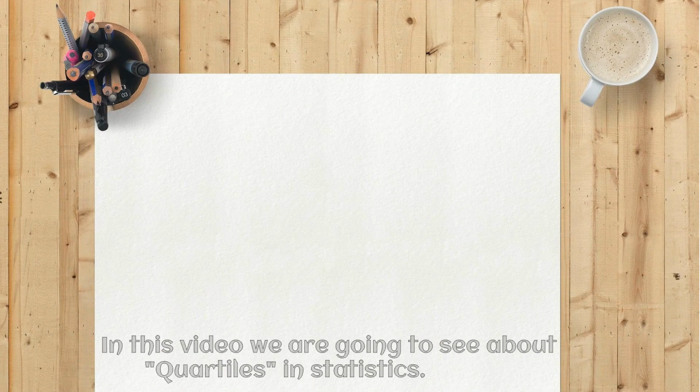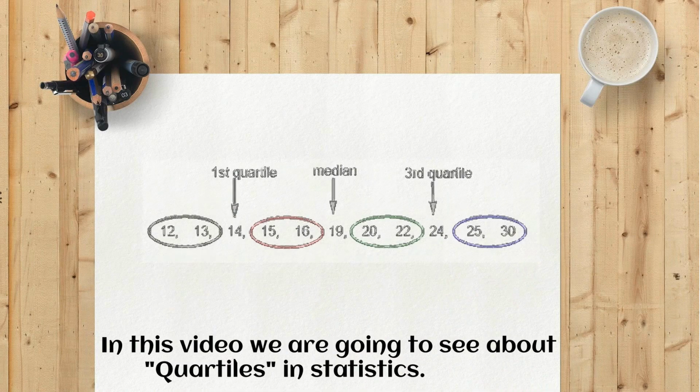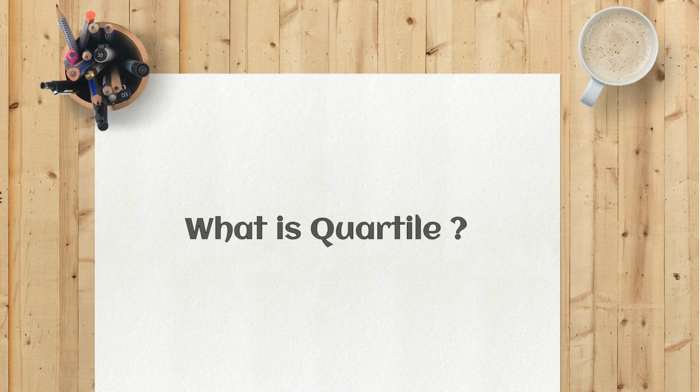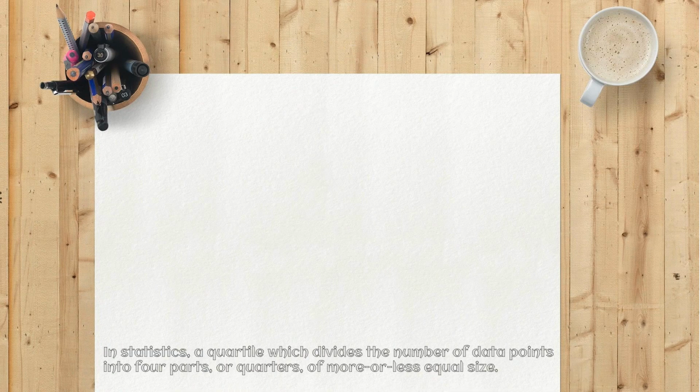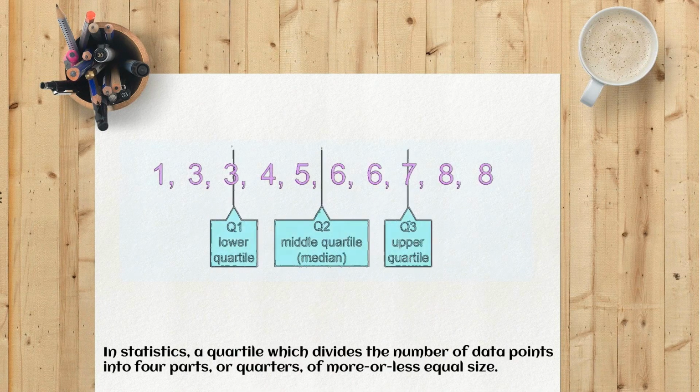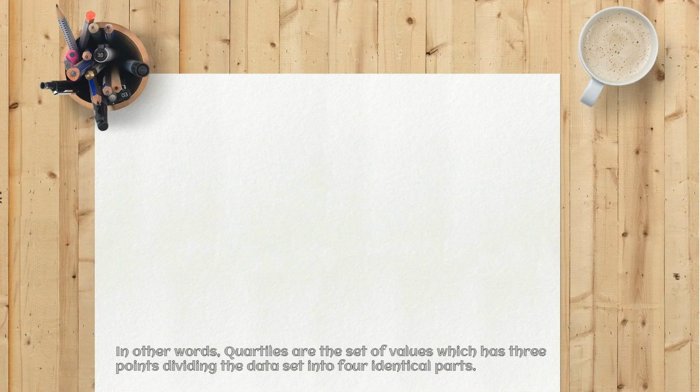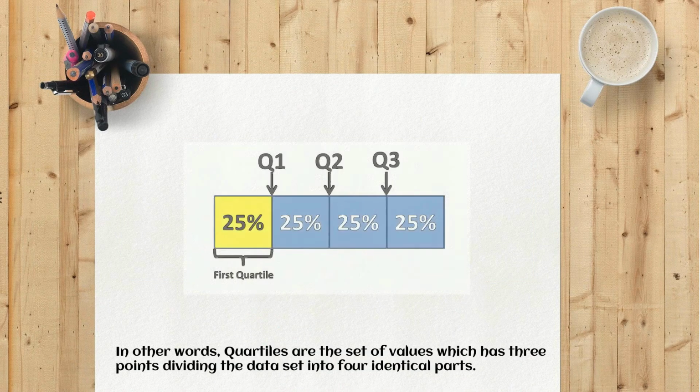In this video, we are going to see about quartiles in statistics. What is a quartile? In statistics, a quartile divides the number of data points into 4 parts, or quarters, of more or less equal size. In other words, quartiles are the set of values which has 3 points dividing the data set into 4 identical parts.